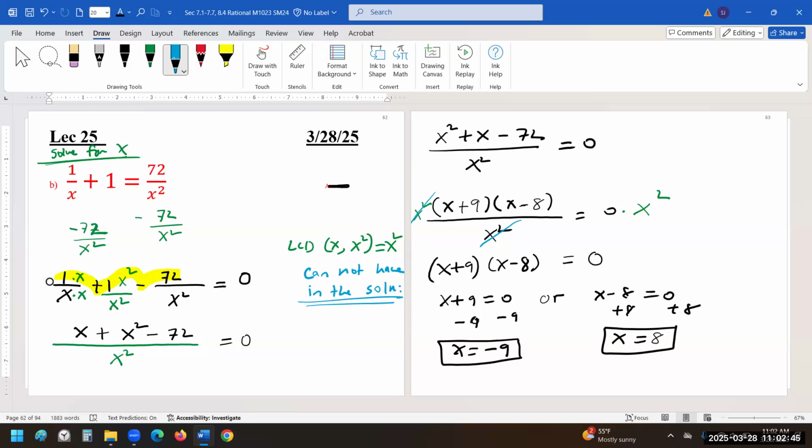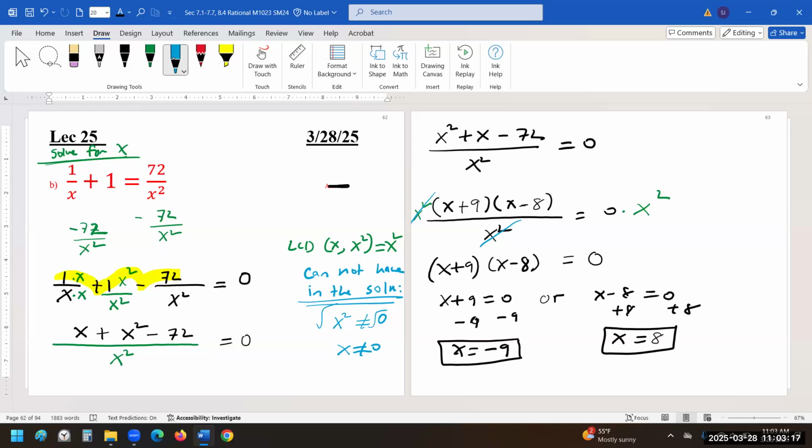So either you can set each denominator not to be 0, or you can simply take the LCD and say, well, since the LCD has all the denominators, we don't want that to be 0. So x squared, we don't want that to be 0. That means we don't want x to be 0 if we take the square root of both sides. So definitely we don't want x to be 0, and the solution we got is negative 9 and positive 8.